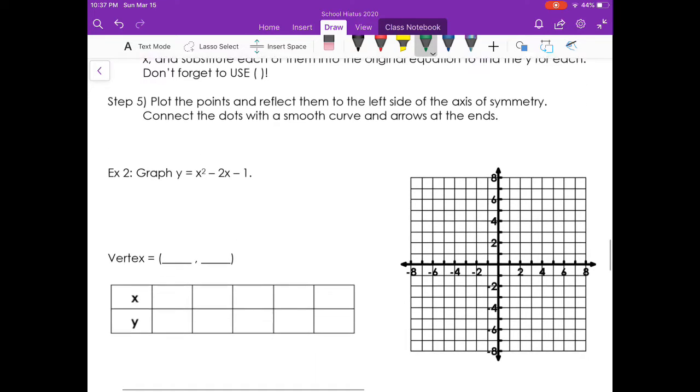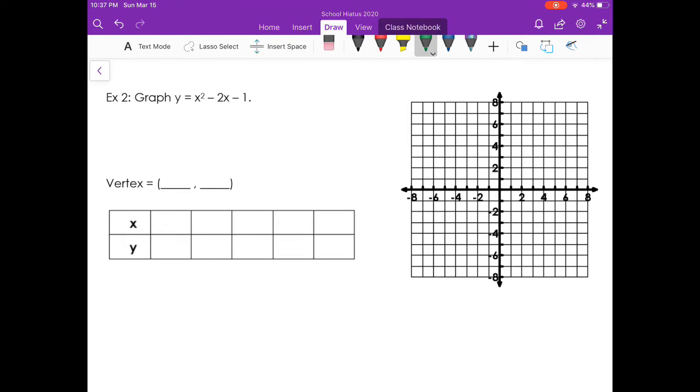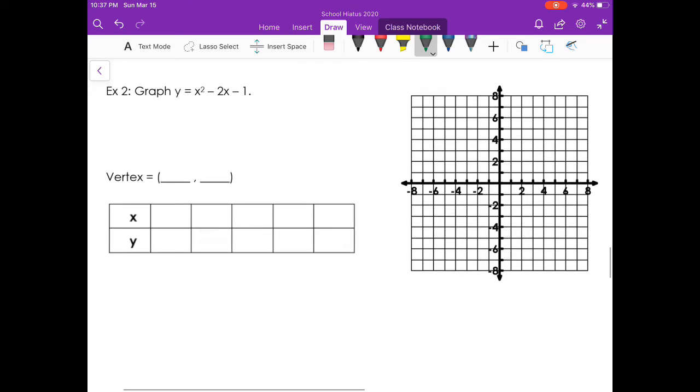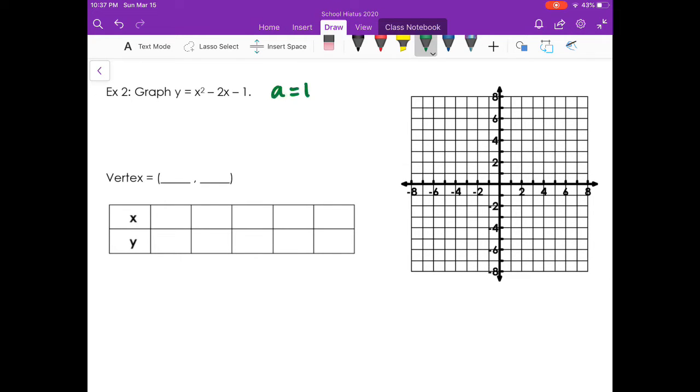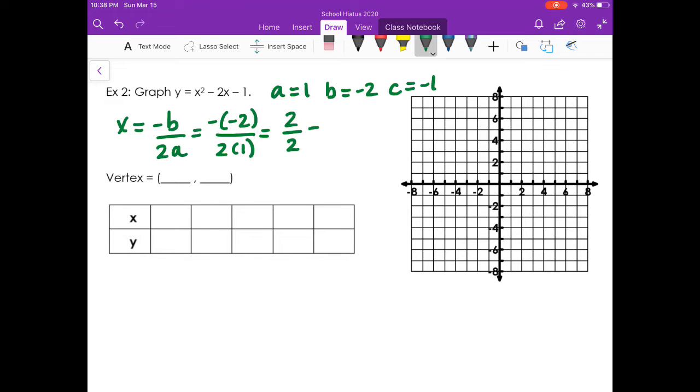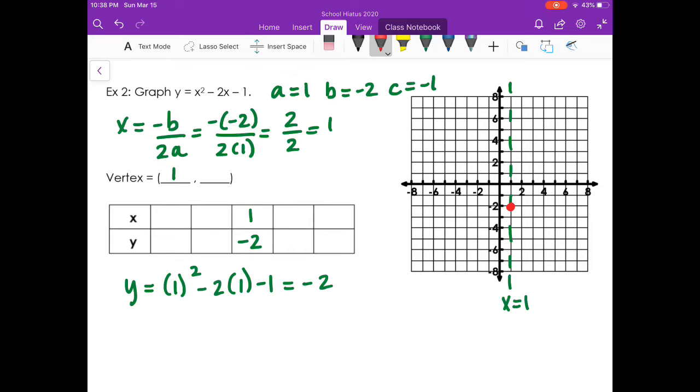So in example 2, we're working with y equals x squared minus 2x minus 1. The first thing we're going to do is identify the values for a, b, and c. Then we'll substitute b and a into the equation x equals opposite b over 2a to identify our axis of symmetry and the x-coordinate of our vertex. Next, we'll substitute this x value into the original function to determine the y-coordinate of our vertex. The vertex will be at the center of our graph, and also it will lie on the axis of symmetry.